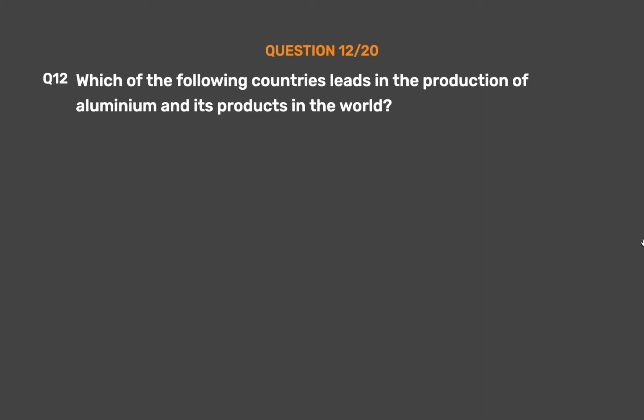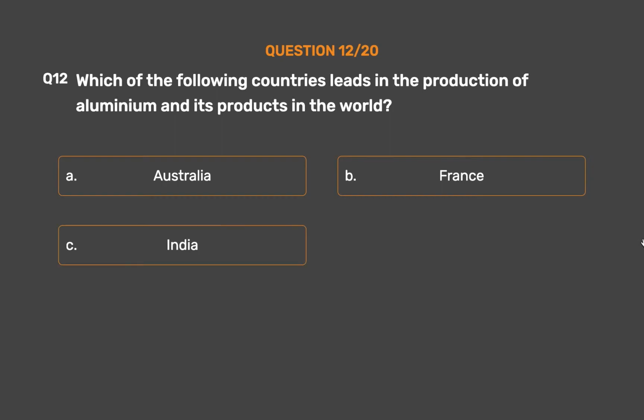Question number 12. Which of the following countries leads in the production of aluminium and its products in the world? Option A, Australia. Option B, France. Option C, India. Option D, USA.